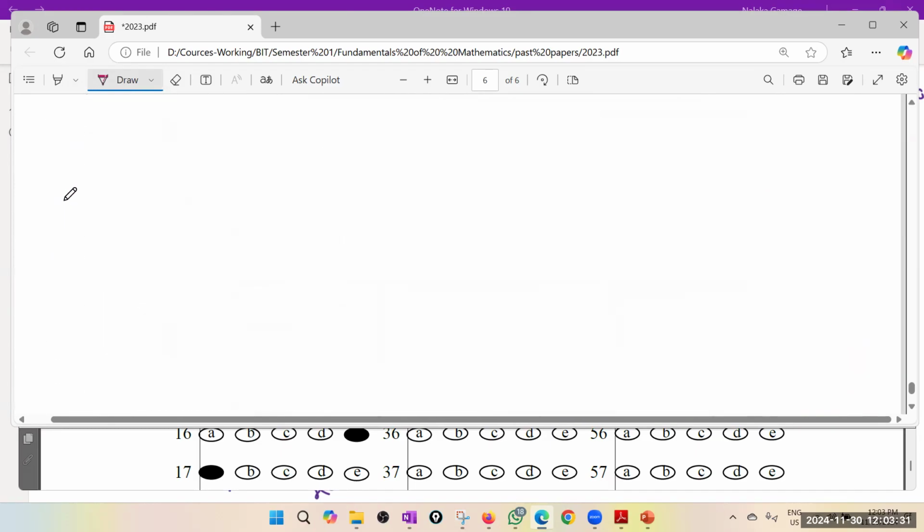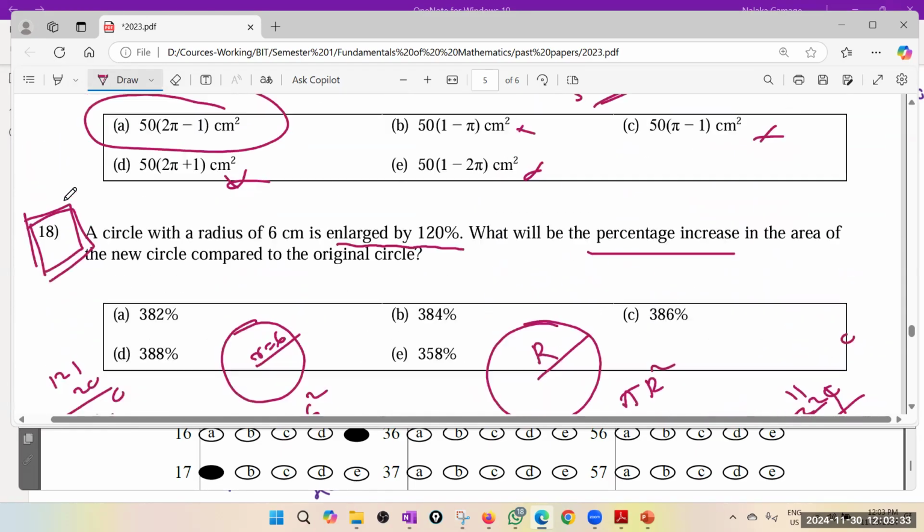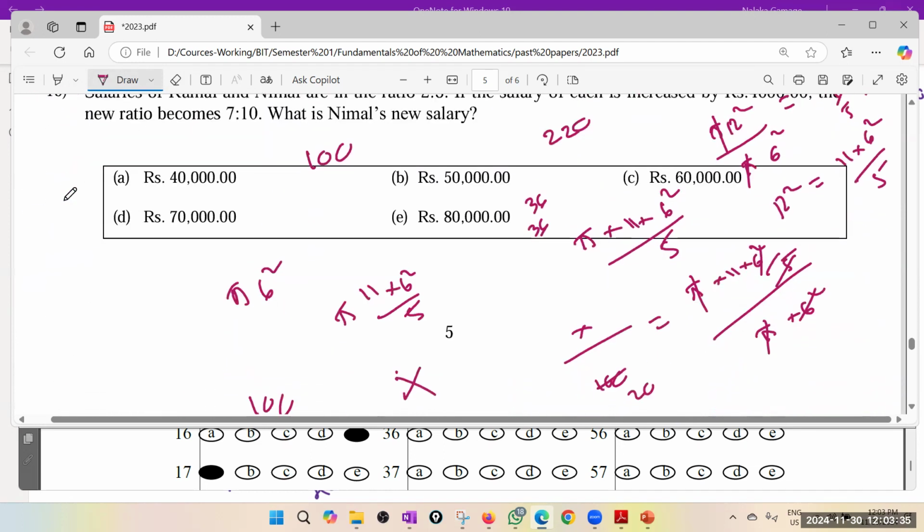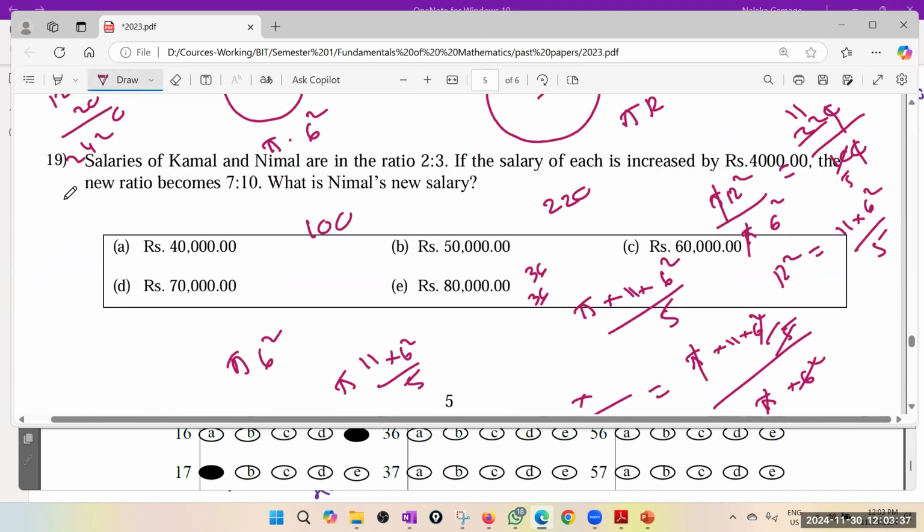At question 19, we have 3 more questions. Sorry, 2 more questions. Salary of Kamal. Okay, let me erase this.